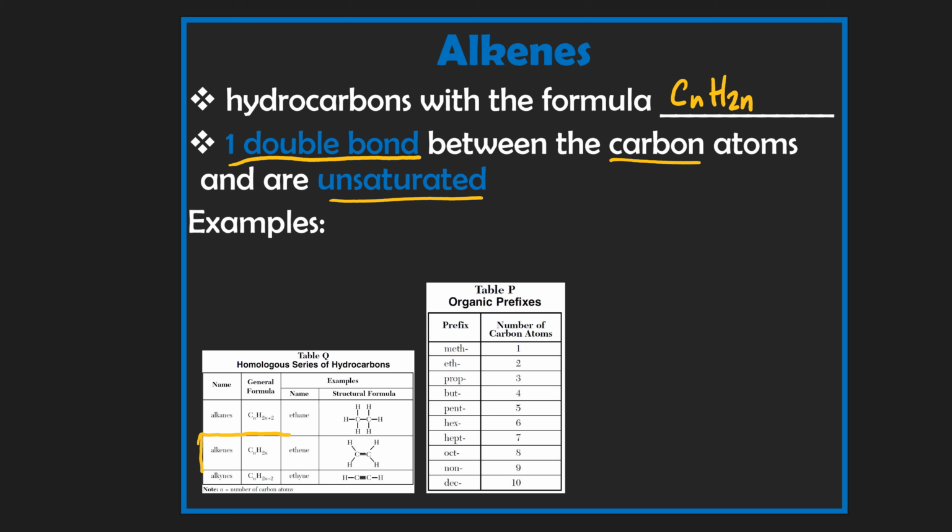Ethene. Ethene has the molecular formula C2H4. The structural formula looks something like this, where there's a double bond present between the carbons.